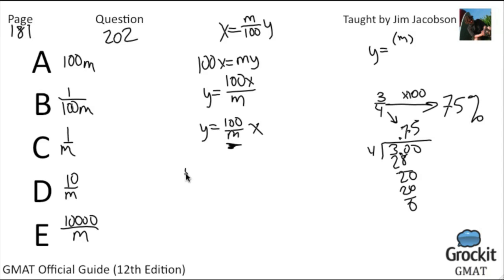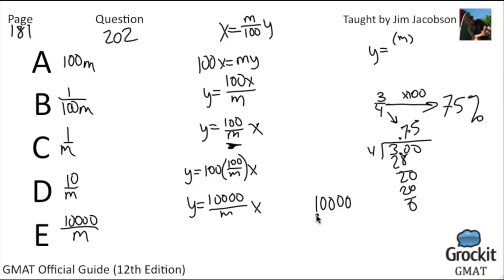So it's actually y equals 100 times 100 over m times x to get the percent, which then is y equals 10,000 over m times x, and 10,000 over m is the actual percent. Choice E. Pretty tricky.